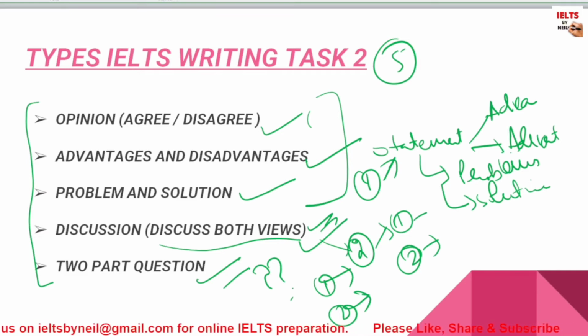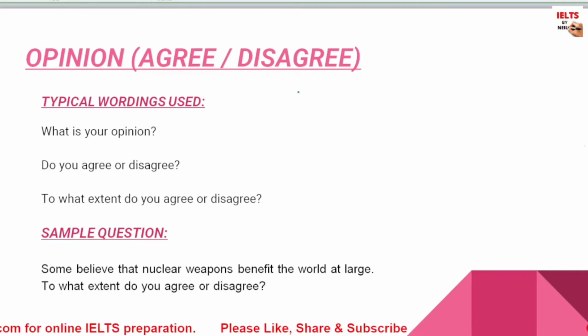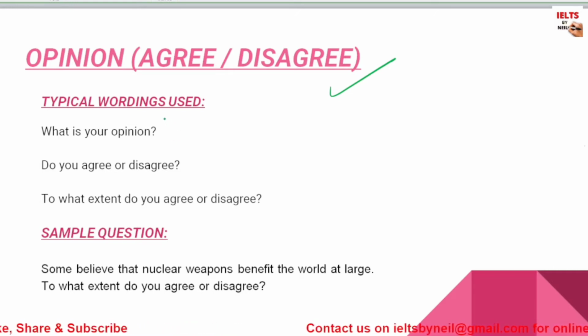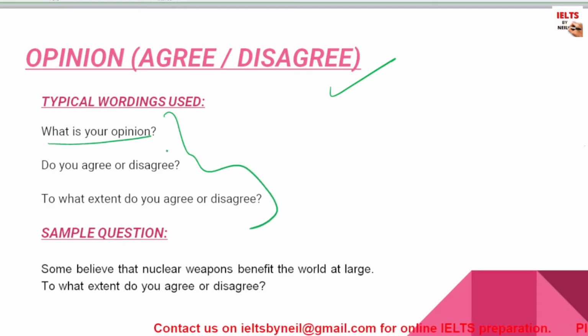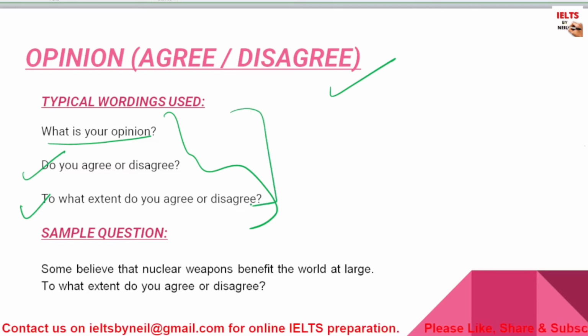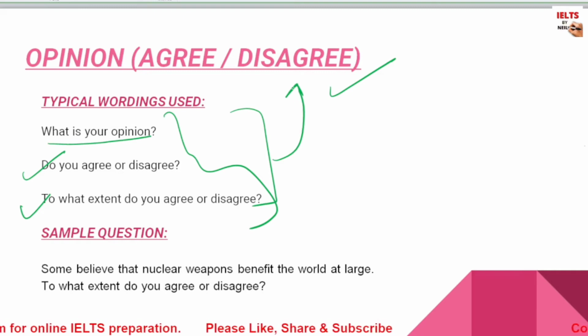So let's briefly discuss the types of essays. Number 1, and the most common one, that is opinion essay, that is agree or disagree. So how do we know that this is agree or disagree? So whenever we see these 3 statements at the end of any question, for example, what is your opinion, do you agree or disagree, or to what extent do you agree or disagree? So any 3 of these statements, we know that this is an opinion essay.